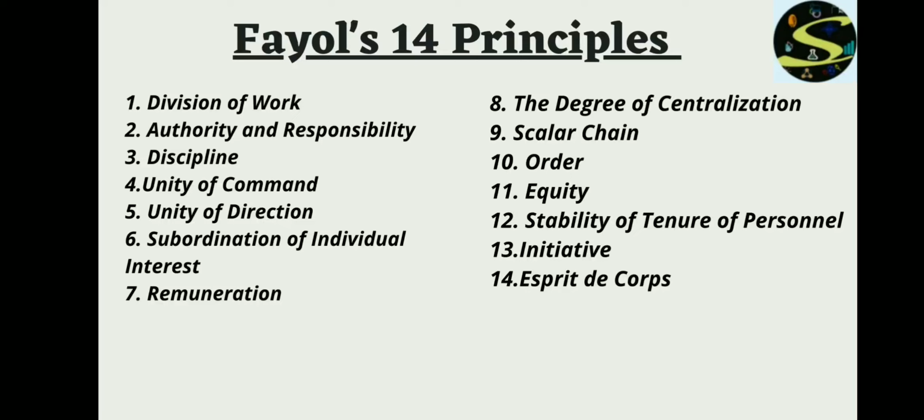Next, we have scalar chain. Fayol thinks of this as a chain of superiors from the highest to the lowest ranks, which, while not to be departed from needlessly, should be short-circuited when to follow it scrupulously would be detrimental. Order. Breaking this into material and social order, Fayol follows the simple adage of a place for everything and everything in its place. This is essentially a principle of organization in the arrangement of things and people.